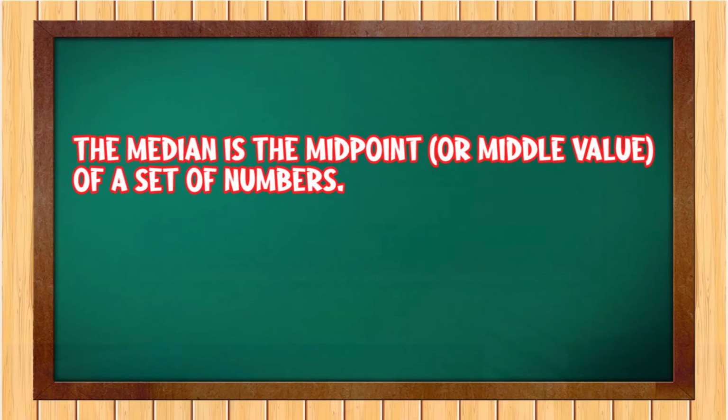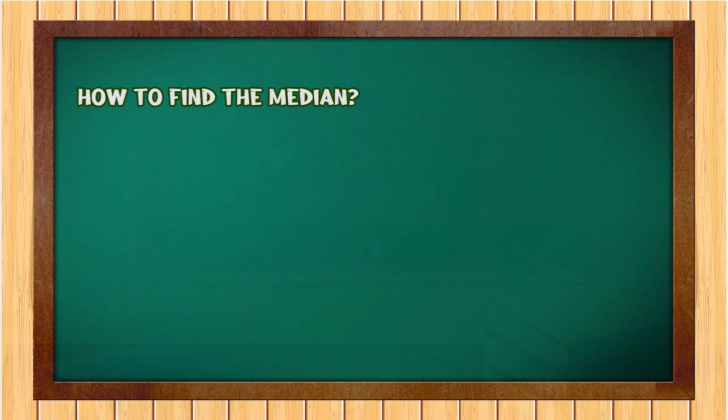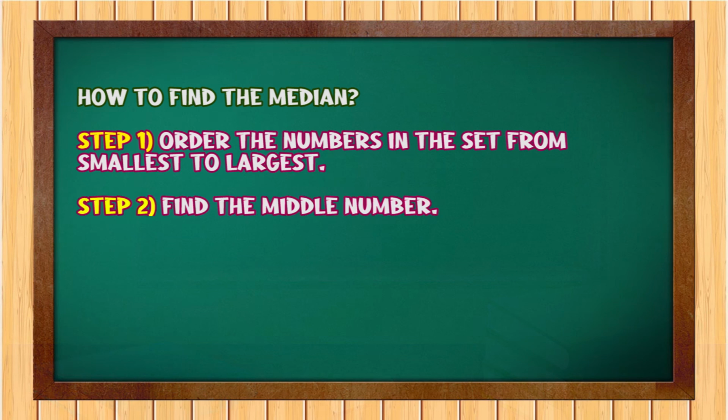So let's do a simple recap of what we did today. We learned that the median is the midpoint or middle value of a set of numbers. It is found by ordering the numbers from smallest to largest, or we can say in ascending order, and then finding the middle value in that set. How do we find the median? We first order them from smallest to largest or in ascending order, and then we find the middle number.